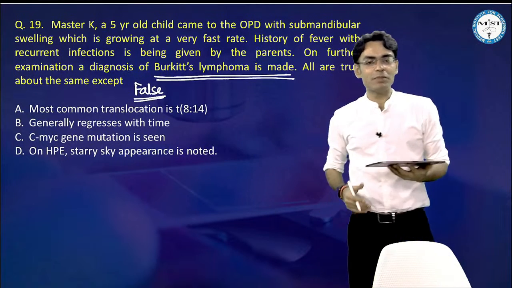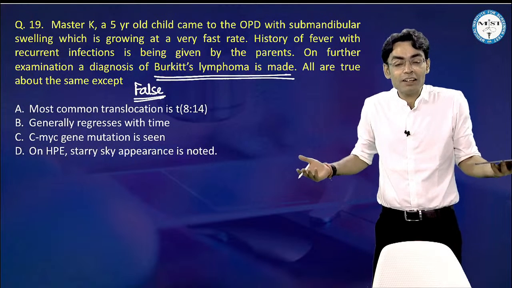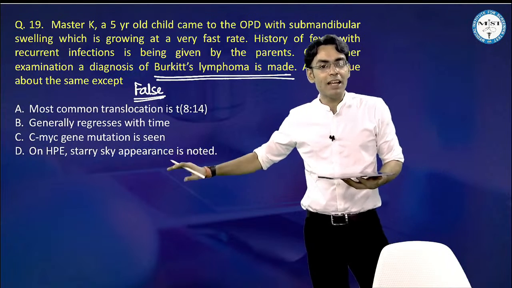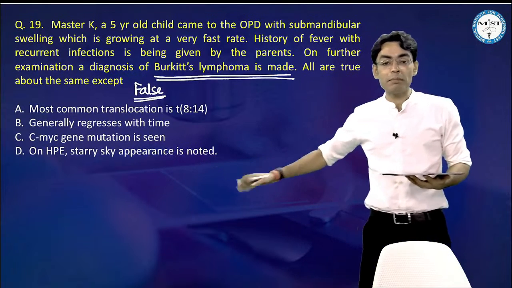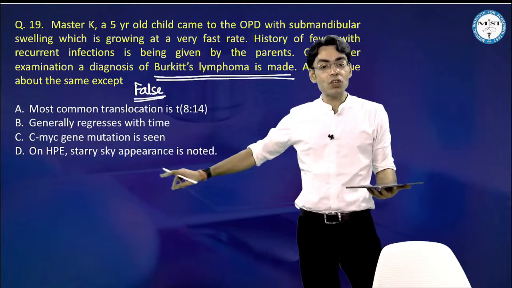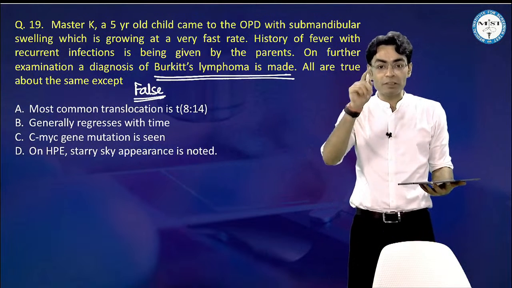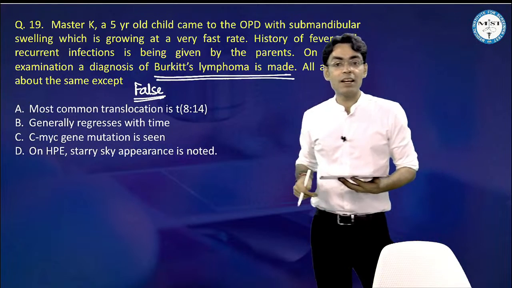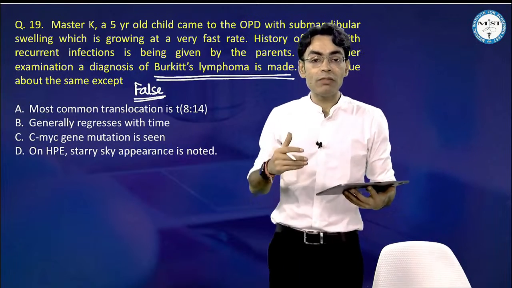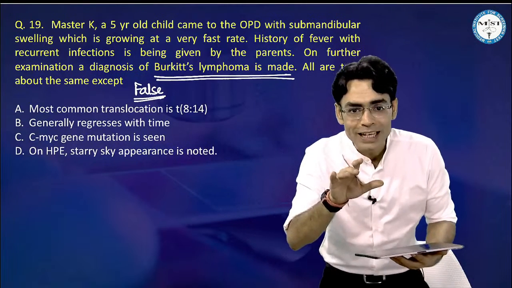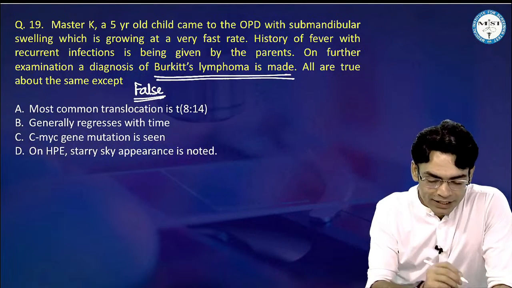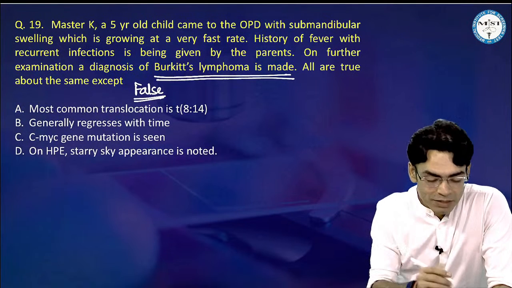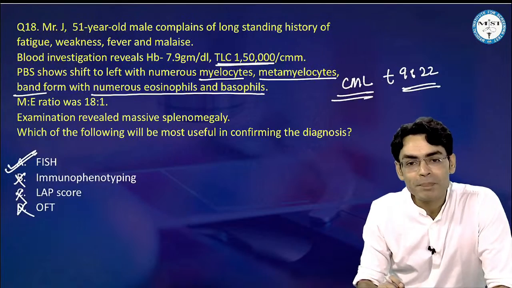Gene mutation, yeah. The oncogene responsible for Burkitt's lymphoma is c-MYC. And on HPE, starry sky appearance, yeah. Starry sky appearance in lymphomas, the non-Hodgkin's lymphoma is Burkitt's. And starry sky appearance in immunofluorescence, when we are talking about any kind of glomerulonephritis, you must be knowing it is your PSGN. Okay, so you have the correct answer. You need to find out the false statement. The false statement is B. This is the false statement.